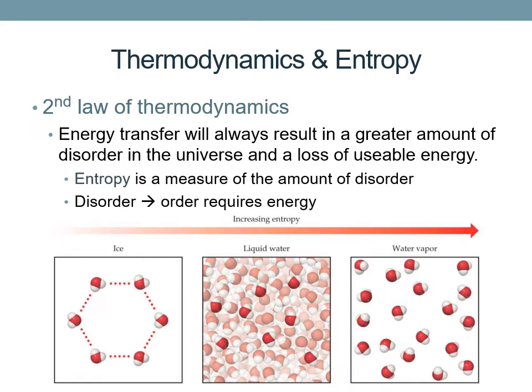It's what occurs naturally. But to go from a high state of entropy, very high disorder, to a lower state of entropy, low disorder, and more order, it takes an input of energy.